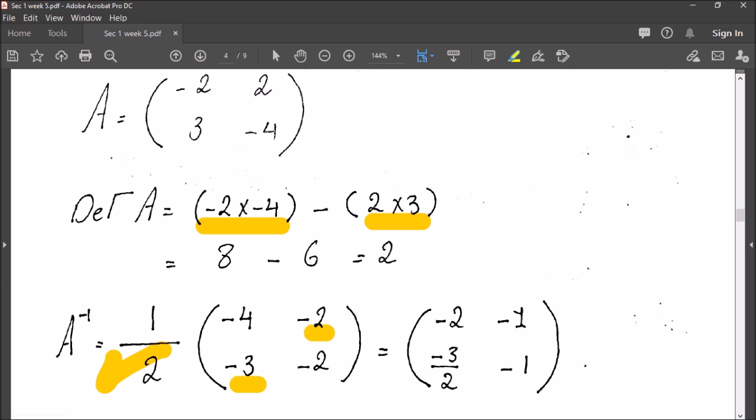Half multiplied by negative 4 gives us negative 2. Half multiplied by negative 2 will give us negative 1. Half multiplied by negative 3 will give us negative 3 over 2, and half multiplied by negative 2 will give us negative 1. So our inverse matrix is negative 2, negative 1, negative 3 over 2, and negative 1. Got it, everybody? So let's move on.